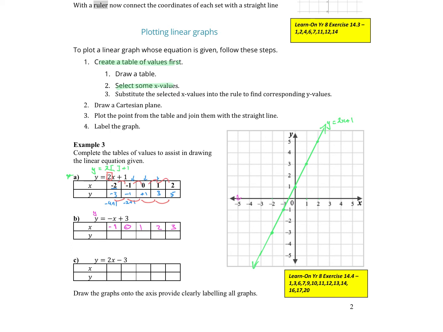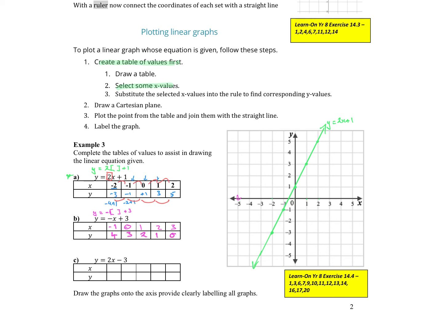So remember, again, y equals the negative of whatever we put in plus 3, all right? So minus -1 is +1, plus 3 is 4. Oh, get my pen back. -0 is 0, plus 3 is 3. 1 gives -1 plus 3 is 2. 2, so -1 times 2 is -2, plus 3 is 1. And 3 gives -3 plus 3 is 0.